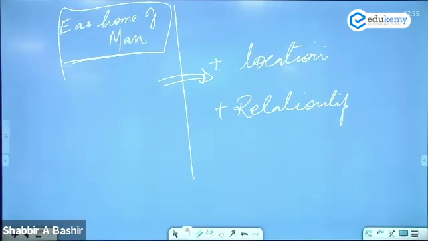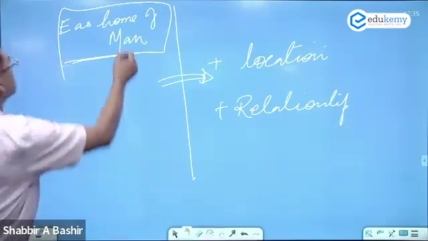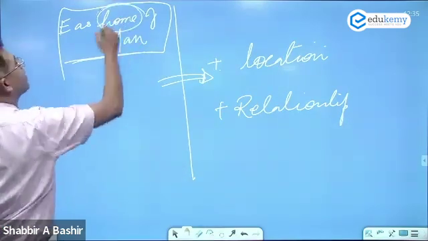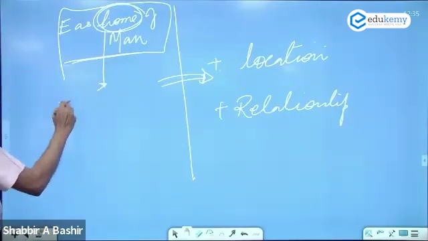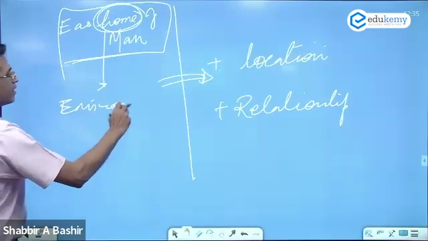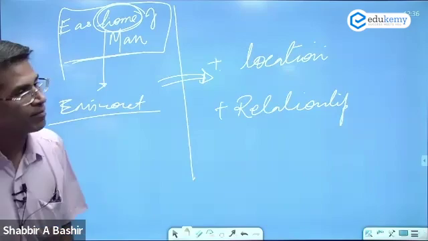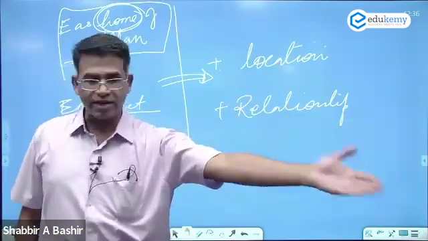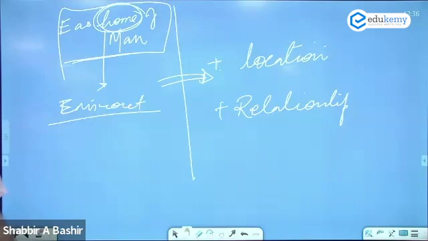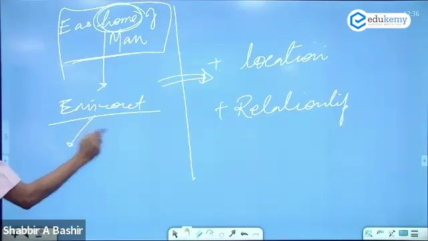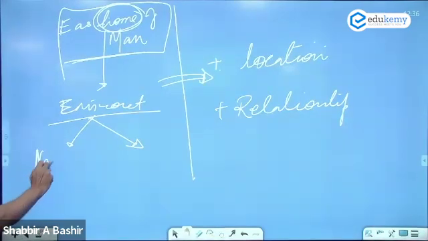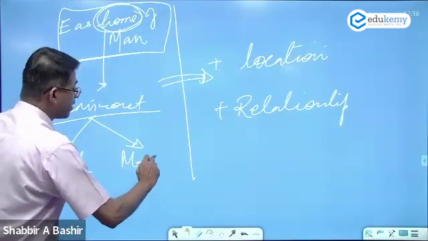Okay, when I say Earth as the home of man, what makes Earth the home of man? It is fundamentally the environment. And what's environment? Anything outside us is environment, right? You are my environment and I am your environment. Your friends are part of the environment. The table chair is part of the environment. So now, this environment is of two types. There is a natural environment and there is a man-made environment.